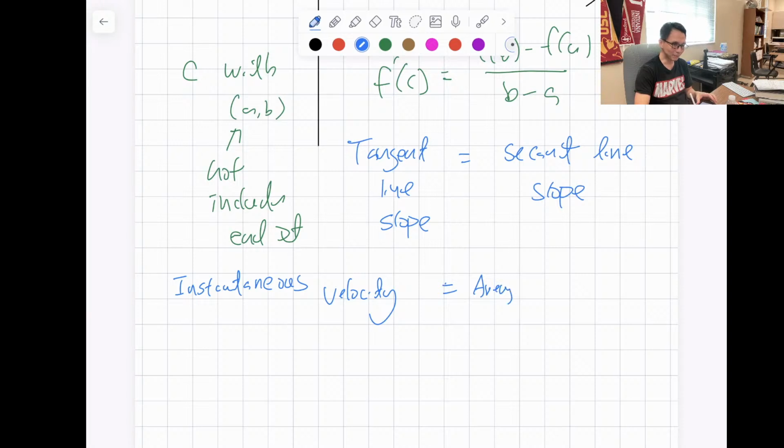Average velocity. So instantaneous velocity equal to average velocity.